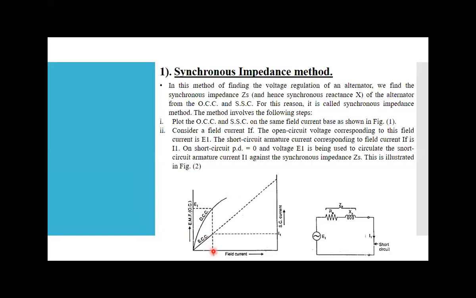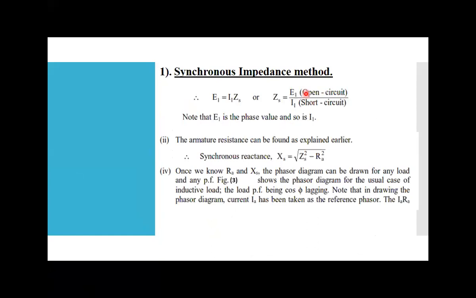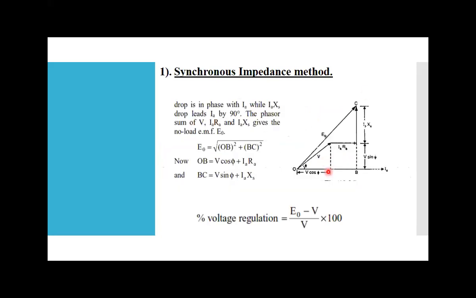Now assume a field current of 2 ampere. At 2 ampere, we measure the short circuit current, and at the same field current, we measure the open circuit voltage. Taking the ratio of this voltage and this current gives the synchronous impedance. From that, I can find the synchronous reactance, because I already have the value of armature resistance. So now I have ZS, XS, and RA, all three. Then I can plot the phasor diagram, or vector diagram, and from it I can get the value of E0.